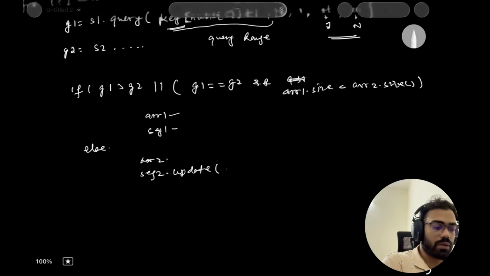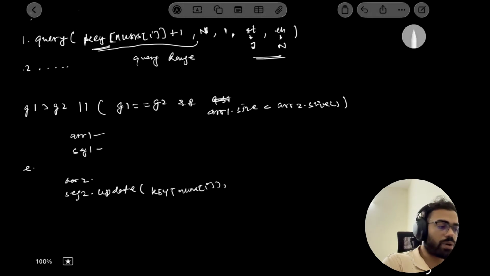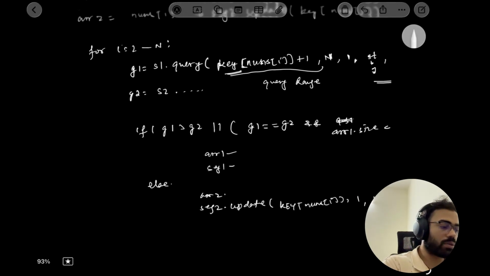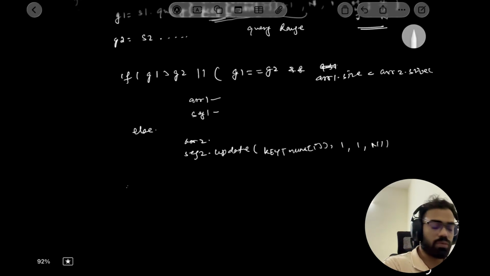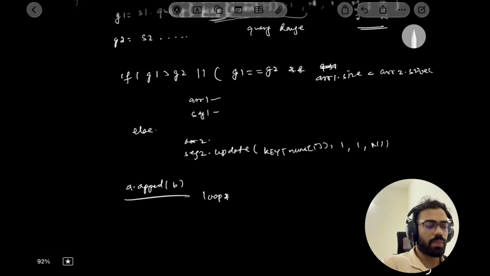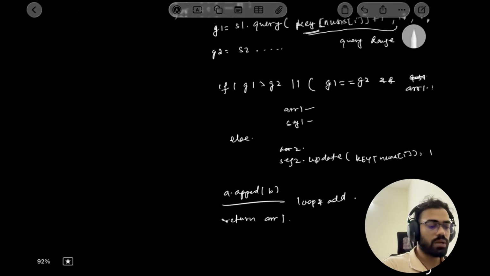You are going to update the key of nums of I. Again, the start and end that we put above: start is 1, end is n. So this is what the entire code is. In the end, you need to append this b. Append is not really a function here, but just loop over it and add it, and you can simply return array 1. So this is the answer.